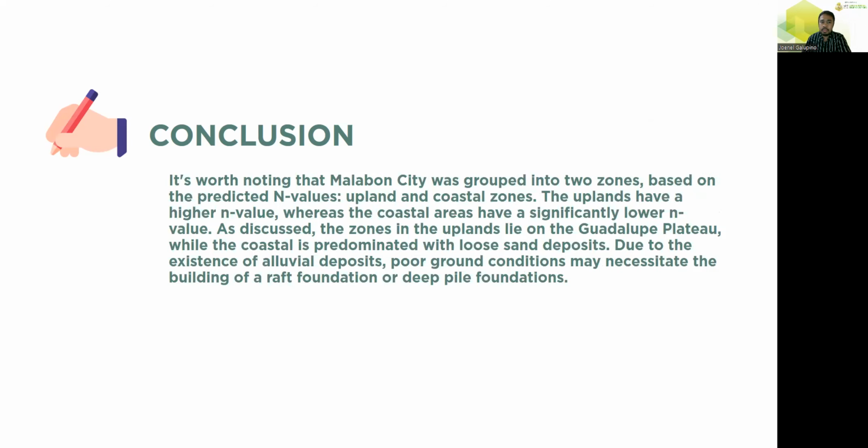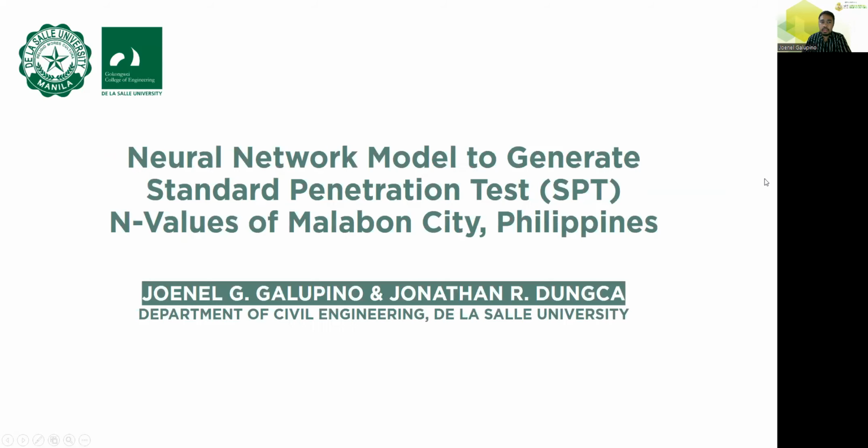It is worth noting that Malabon City was grouped into two zones based on their predicted N-values, the upland and the coastal zones. The upland has a higher N-value and is not prone to flooding, whereas the coastal areas have a significantly lower N-value. And due to the existence of alluvial deposits, poor ground conditions may necessitate the building of a raft foundation or deep pile foundation. And that's it.